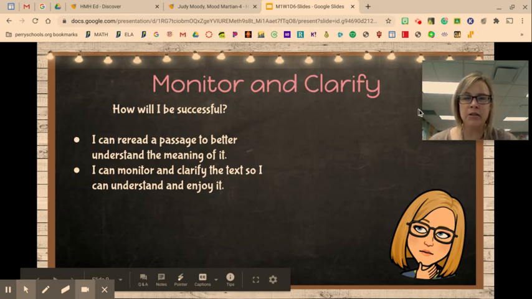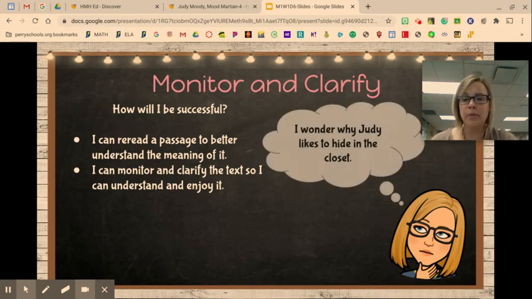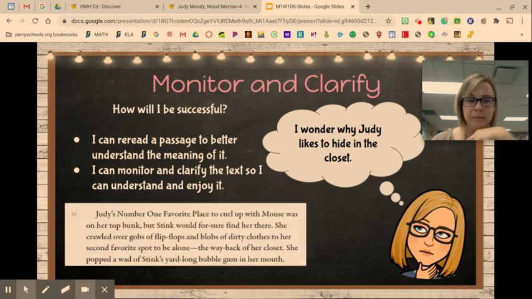So I want to monitor and clarify, so I know I'm going to be successful and I can reread the passage to better understand the meaning of it. I can also monitor and understand the text so that I can understand it a little bit better. So one thing that I was thinking about is, why does Judy like to hide in the closet? So I want to go back in the text and think about why she likes to hide in the closet.